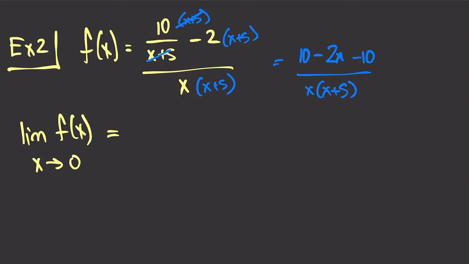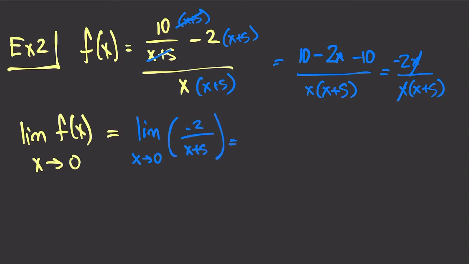So let's clean up our numerator. This is going to give me a negative 2x, and the 10's cancel. My denominator is x times x plus 5. And this is going to work. X's cancel. I'm just going to be left with a negative 2 over x plus 5. So now I can find this limit. The limit as x approaches 0 of negative 2 over x plus 5. Now I can plug in my 0. Negative 2 over 0 plus 5 is simply negative 2/5.